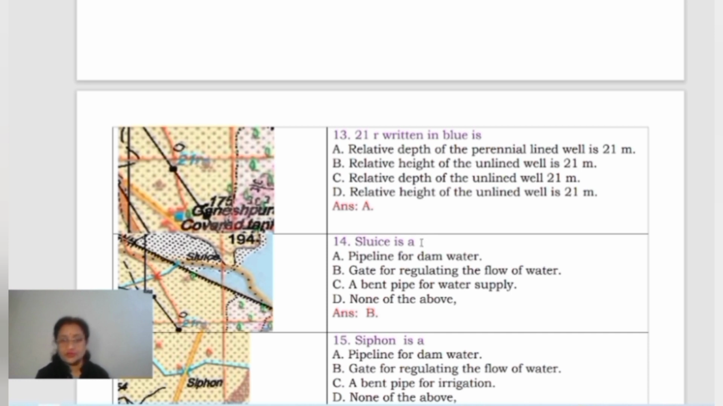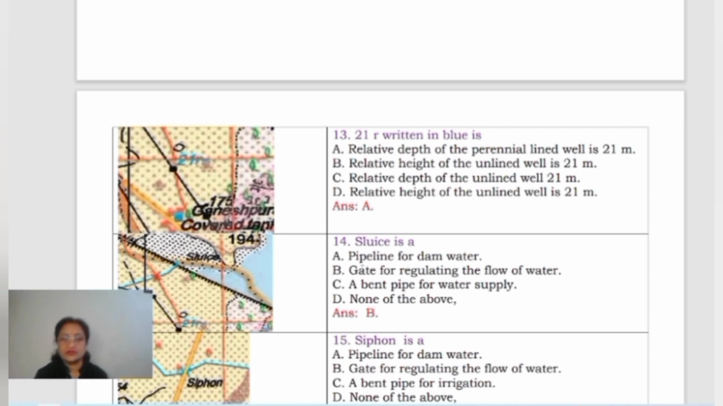Next is sluice. What is a sluice? First of all, it's a sliding gate meant for controlling the flow of water. Now you can see the options given here. All the four options are given to you, and here in the picture you can see this is a sluice. In the topo sheet you will always find this type of thing where the word is written. Now what is actually a sluice? It is a pipeline for dam water, a gate for regulating the flow of water, a bent pipe for water supply, or none of the above.